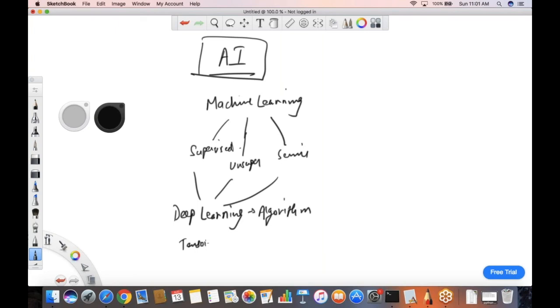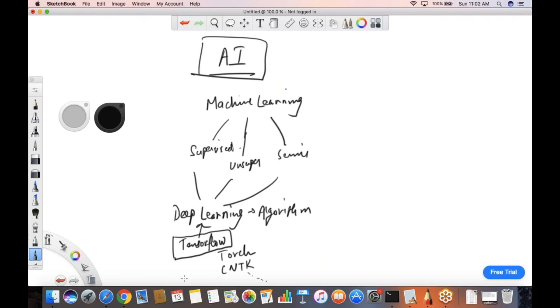TensorFlow is a library for implementing this deep learning. Other libraries include Torch, Microsoft's CNTK, and so on. There's actually a long list here. Okay, so TensorFlow is one such library. We are only going to concentrate on this library as of now.